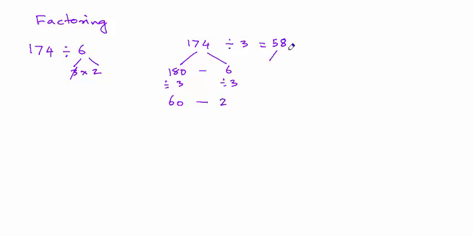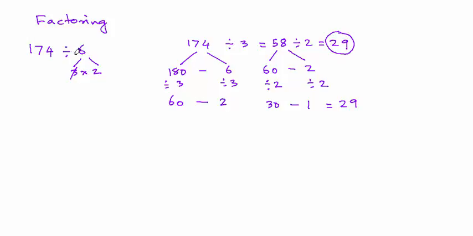So you could divide 58 into 2 pieces, 60 minus 2, and divide each one of them by 2. Because 2 times 3 is 6, 2 times 30 is 60, so this part is 30, minus 2 divided by 2 is 1, so this answer is 29. So 58 divided by 2 is 29. And that's the final answer to this division, 174 divided by 6.